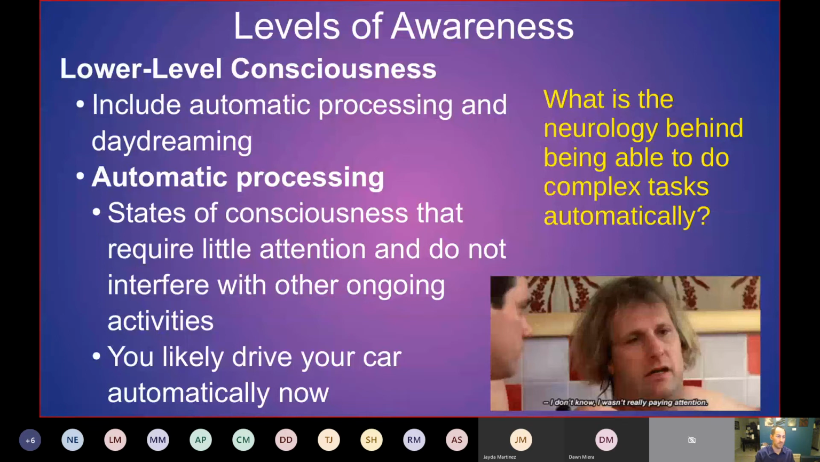We had chapter 2 on neurology. What is the neurology behind being able to do these kinds of complex tasks like driving a car automatically? What is happening in your neurons to make that happen? Feel free to raise your hand and then probably take over the speaking position and you can kind of explain what is happening.